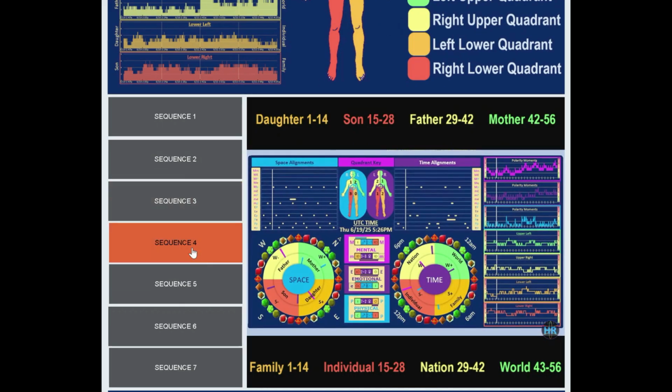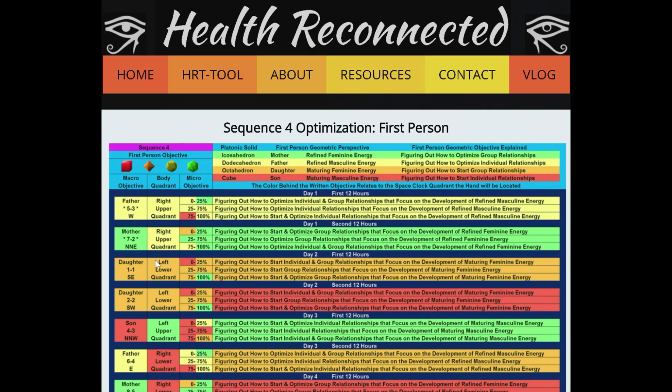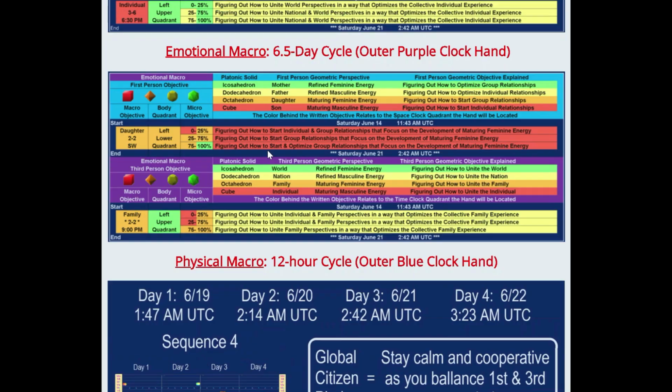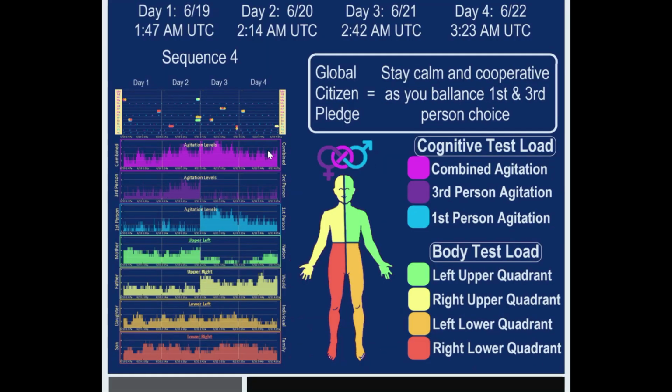We'd come down here, we'd look at sequence 4, and it tells you exactly what day one's going to be. Or if we're in sequence 4 and we're in day 3, first 12 hours, this is the objective. Second 12 hours, this is the objective. That's how this works. And these are happening rather quickly, okay? So this is something where if you notice from day to day that you're not feeling like you used to, like one day you've got energy and everything seems to be good, and then all of a sudden the next day you're like, what the heck is going on? I don't feel good today.